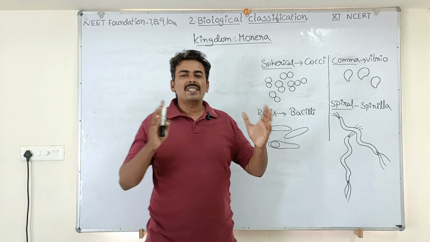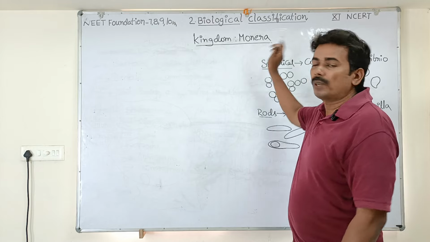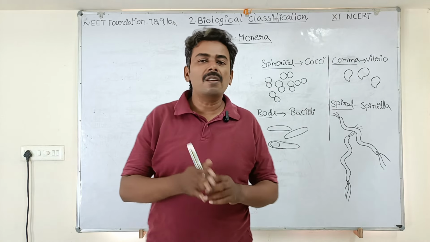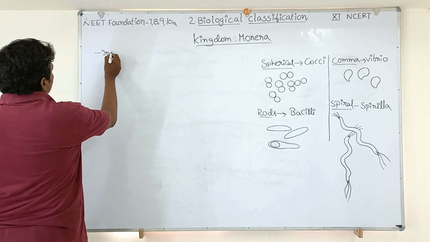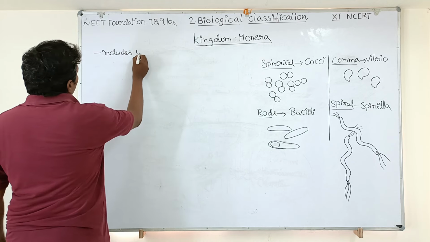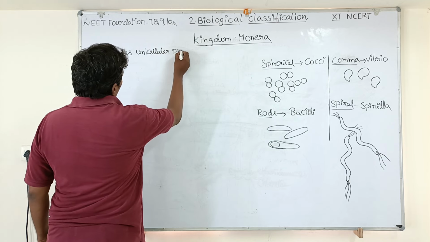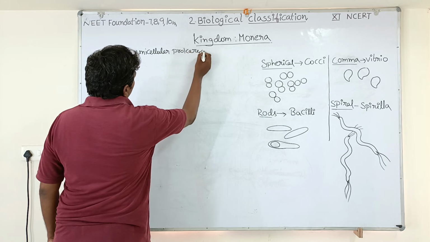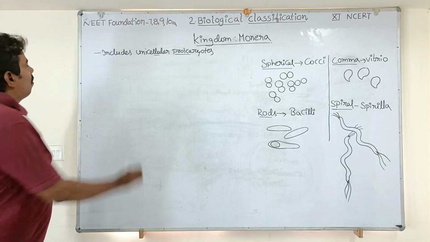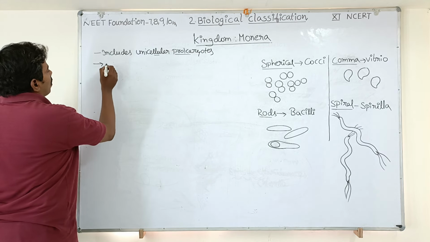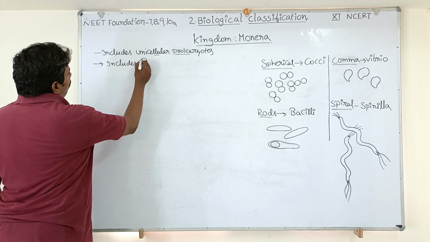Students, now let us start the first kingdom under Whittaker's classification, that is kingdom Monera. It is the first kingdom, which includes unicellular prokaryotes. All the organisms in this kingdom are unicellular prokaryotes. And all the organisms are bacteria. It includes all the bacteria.